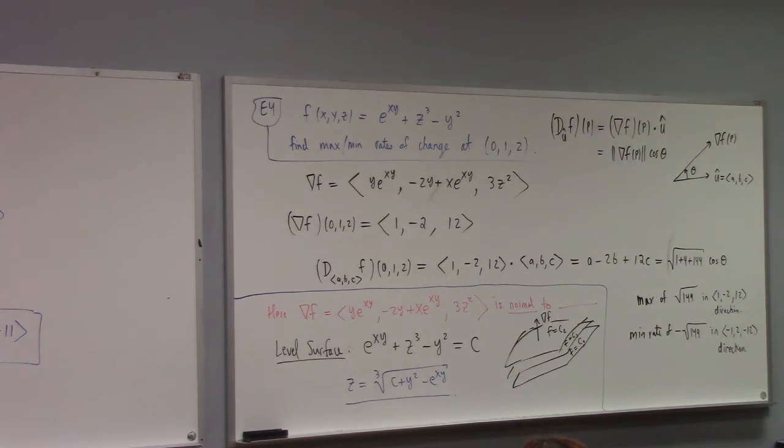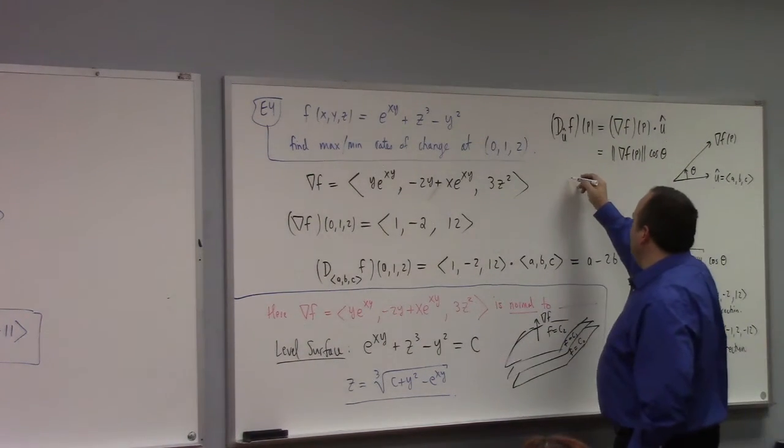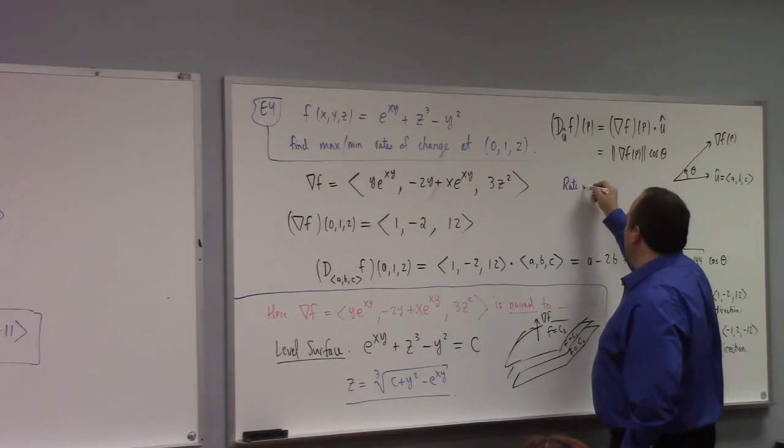What if I asked the horrible question, characterize all tangent vectors which give you a rate of change of 4 for this function at the point? How would you describe that? What would you be up against? Rate of change.